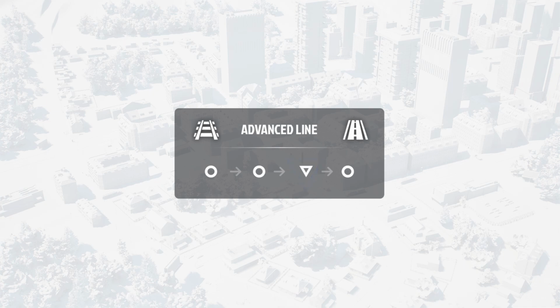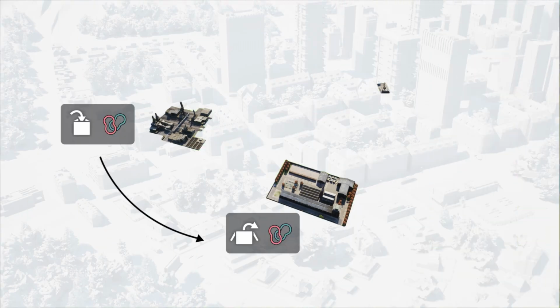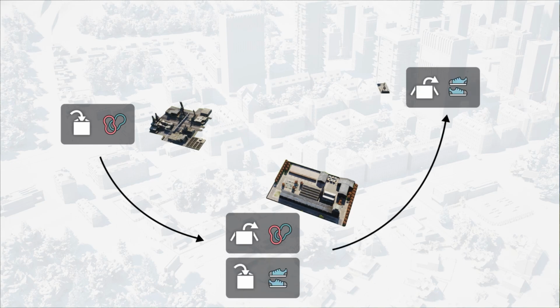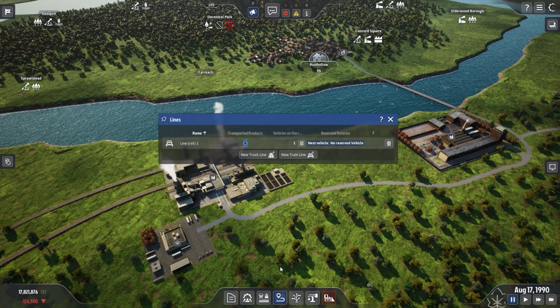Lastly, advanced lines have a few settings that are exclusive to them. Let's create a new advanced line that delivers rubber to the textile factory. There, it should pick up shoes and deliver them to the fashion store. In the Lines window, you can create advanced lines or convert simple lines to advanced ones. For this example, let's create a new line.